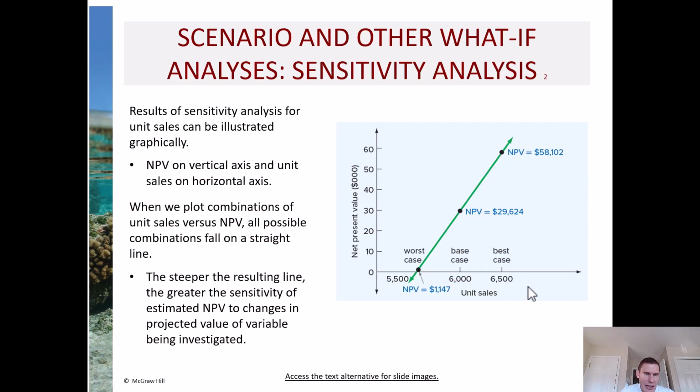So the results of sensitivity analysis for unit sales, we could also illustrate this graphically, right? So we're going to put NPV, net present value, on the vertical axis, and we're going to put sales on the horizontal. So when we plot, if you look at these 3 points, when we plot the combinations of unit sales versus NPV, all possible combinations fall on a straight line. But the steeper the resulting line, the greater the sensitivity of estimated NPV to changes in projected value of the variable being investigated. So it's like saying the gradient is higher, if you will, right? The slope is higher, so thus there is increased sensitivity.